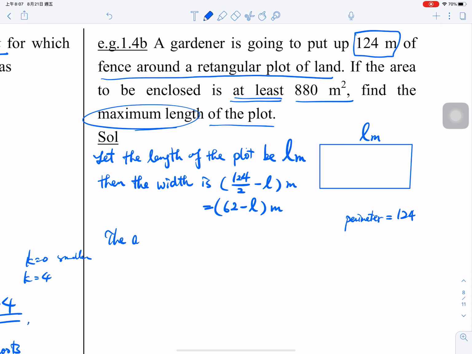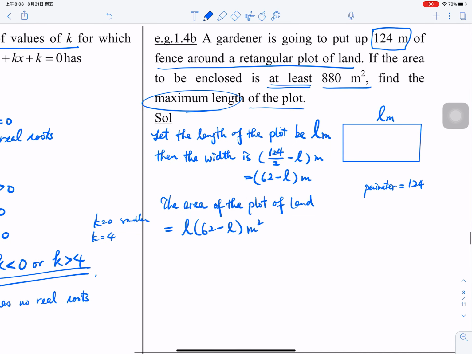Then what is the area? This time you can write the area in terms of L, correct? So what is the area of the plot of land? Equals L times 62 minus L meters squared. Then you think, this kind of question, have you learned it before? That time, maybe we used the quadratic function to help us, and then rewrote it in h, k form.